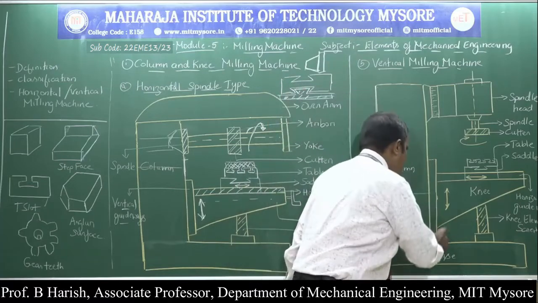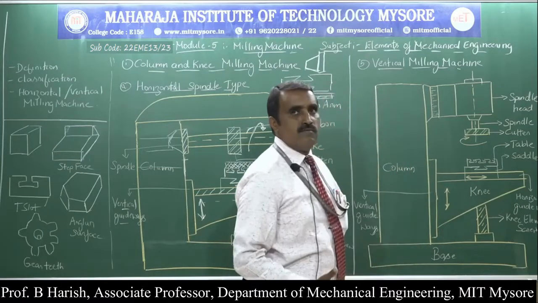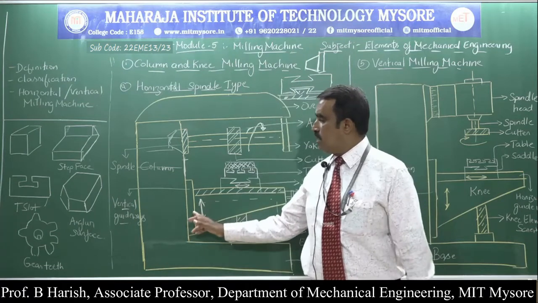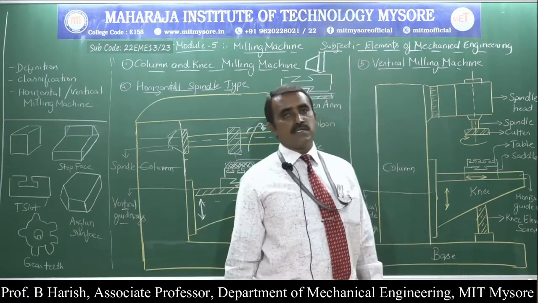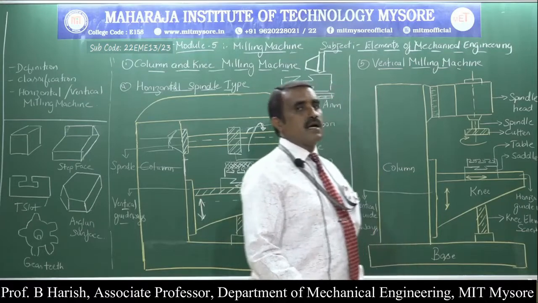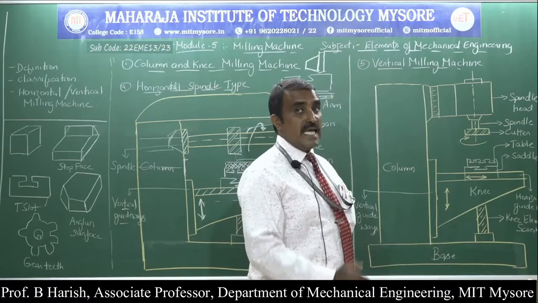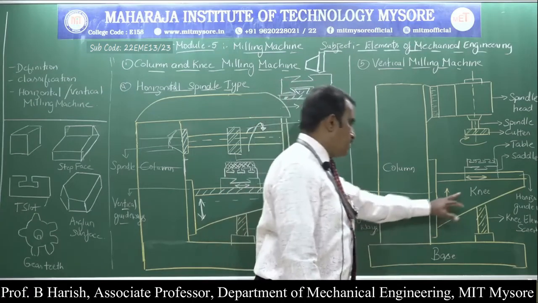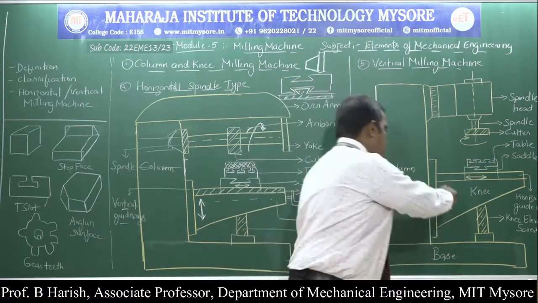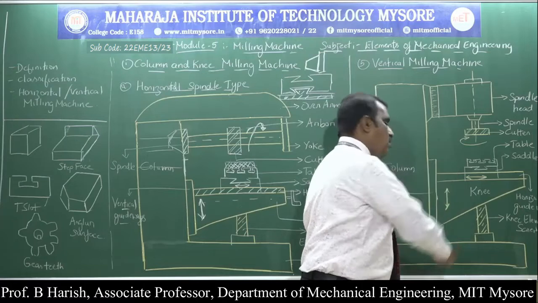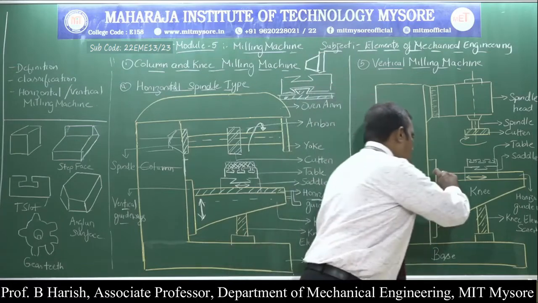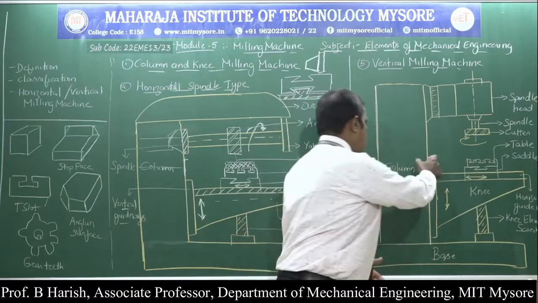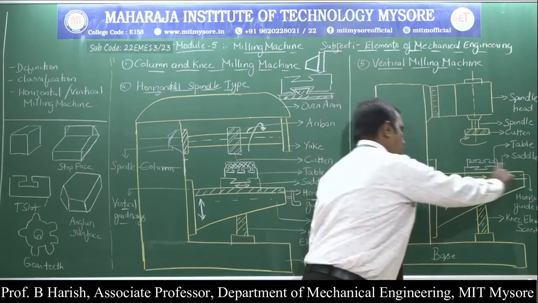On the front face of the vertical column, as usual you will have vertical guideways, similar to the horizontal milling machine. The function of the vertical guideways is to guide the movement of the knee in the vertical direction. So this is the knee. You can observe that it can move vertically up or vertically down. In front of the vertical guideways, we have the knee.